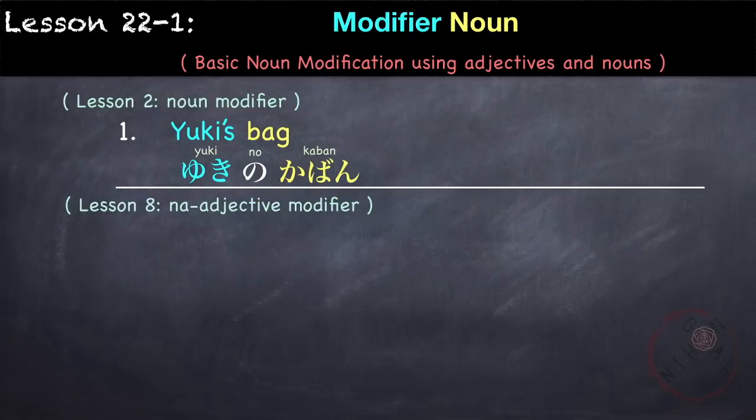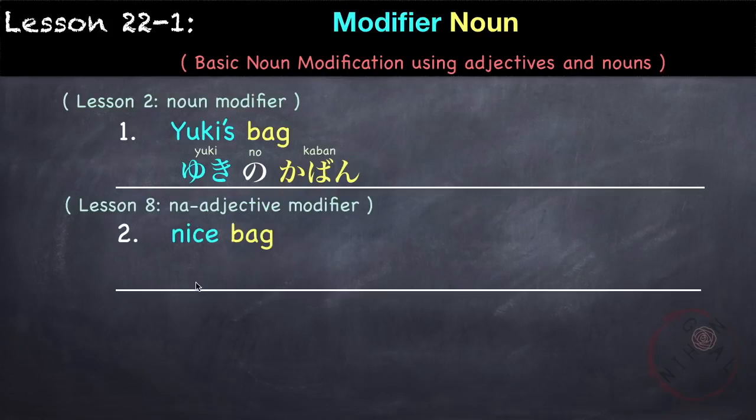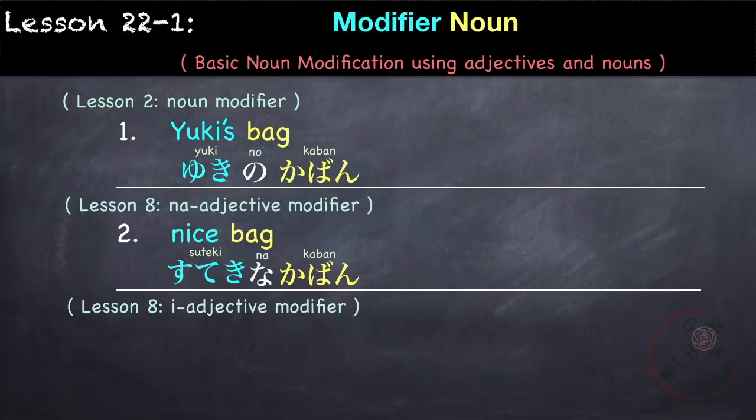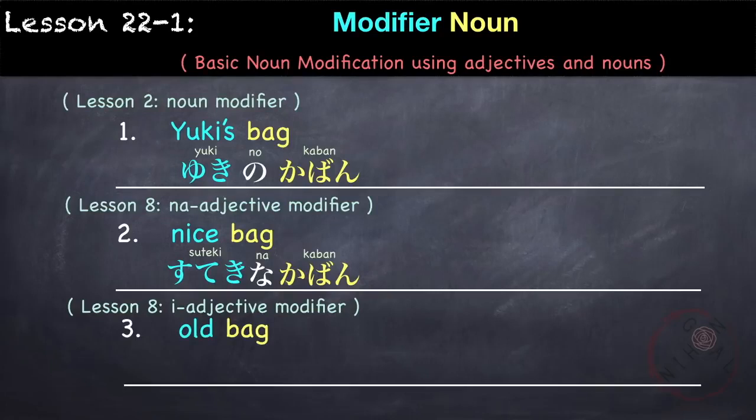In Lesson 8, we've learned how to use na adjectives such as nice bag, suteki na kaban. So, for na adjectives, we use na after the adjective followed by the noun. We've also learned how to use i adjectives. For example, old bag, furui kaban. So as you can see, the modifier comes before the noun it is modifying.